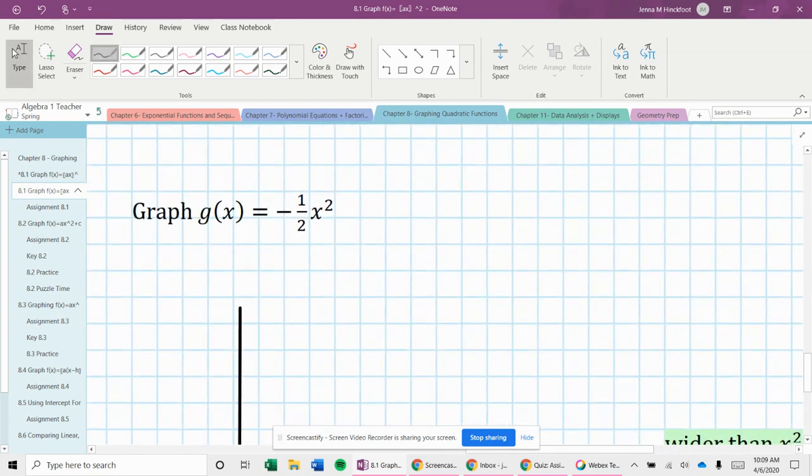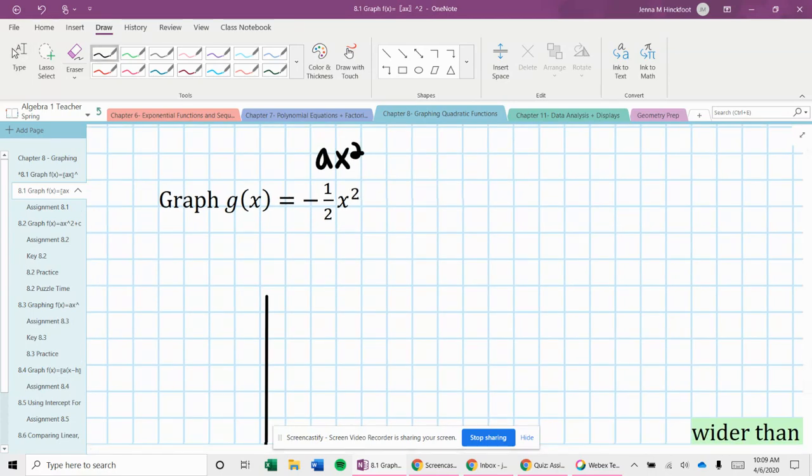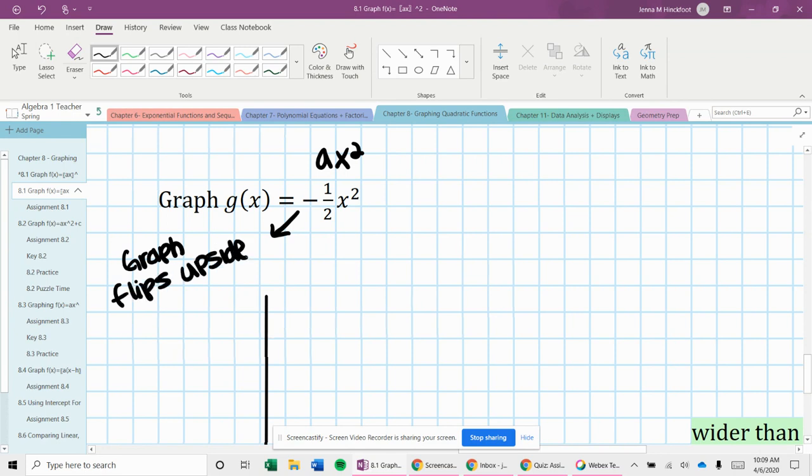So here remember it's ax squared, so it's negative 1/2 x squared. Now keep in mind, if there's a negative in the front, that means your graph flips upside down. So that means there's a reflection. That's how you would answer those reflection questions.